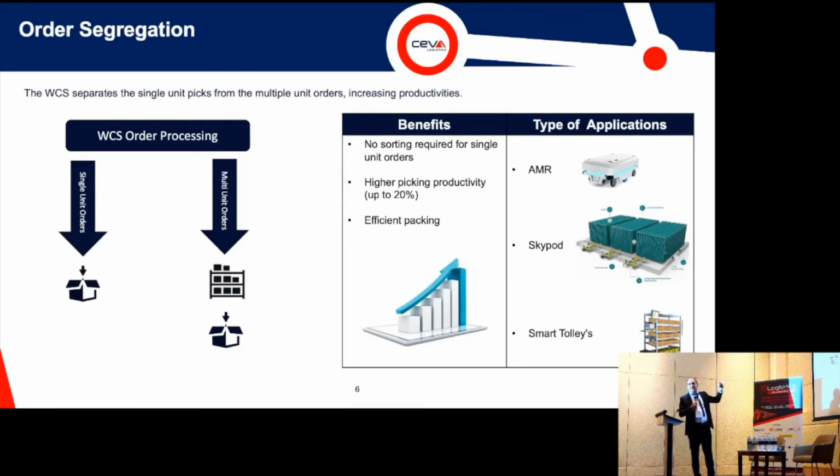That requires sorting. Why is this important? Why do we need to segregate single-unit orders from multi-unit orders? Simply because single-unit orders don't require sorting. You pick them at the picking station and they are ready to pack. So with no sorting required, we can have higher productivity. We have modeled this and seen in a proof of concept that we can have up to a 20% increase in productivity, and the packing will be efficient. How?